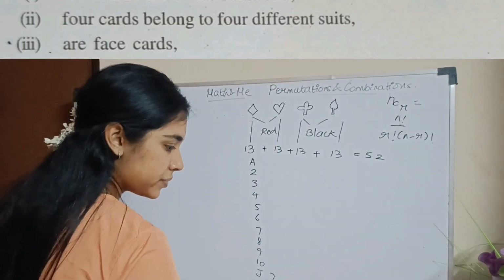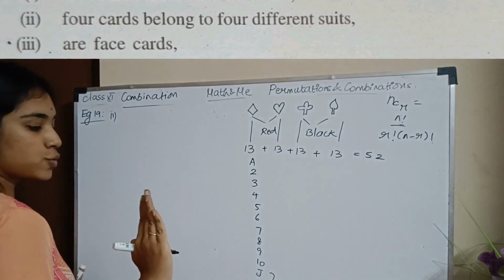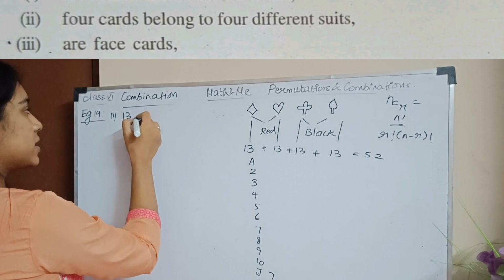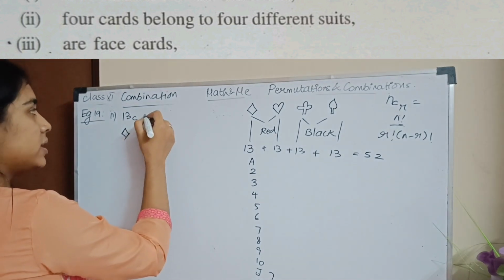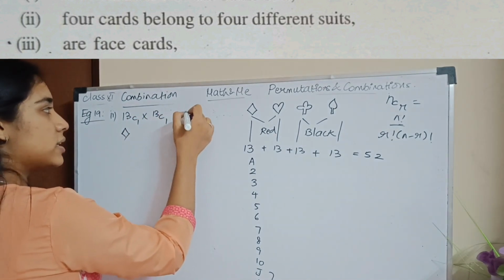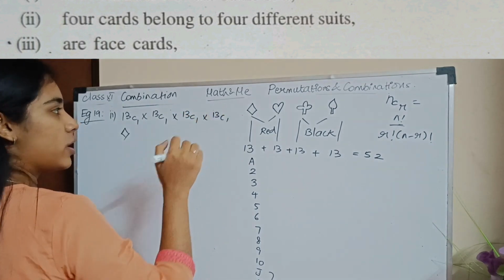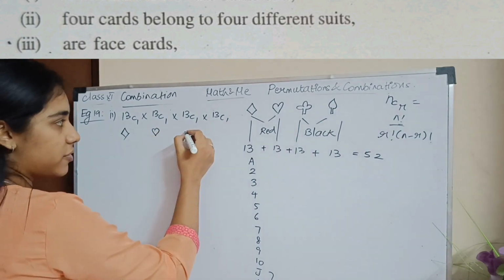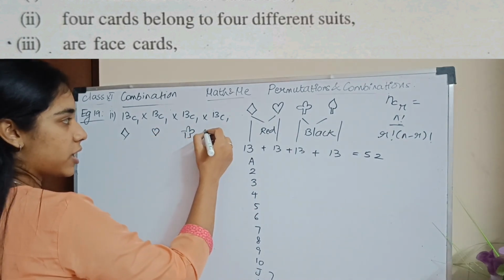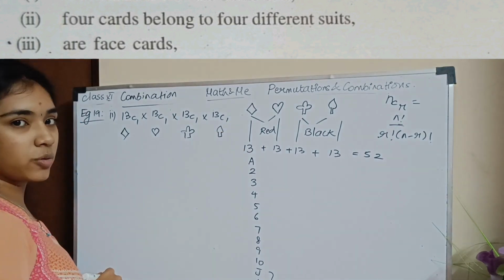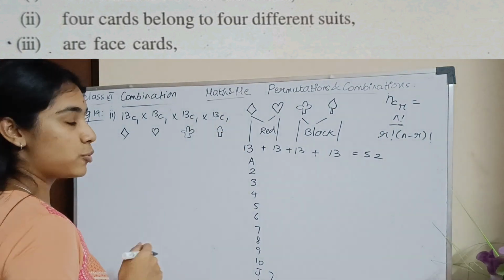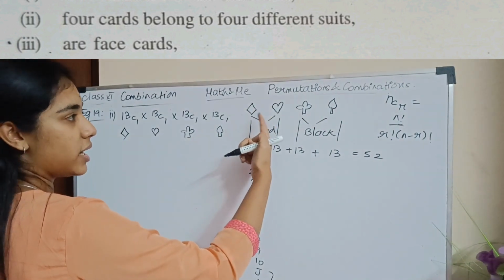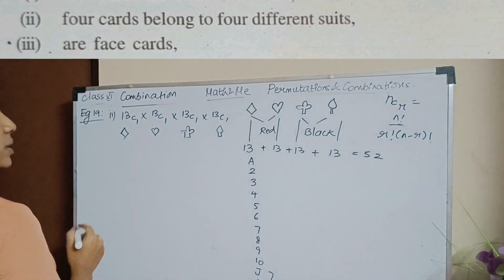Second subsection, 4 cards belong to 4 different suits. One from diamond, one from heart, one from clubs and one from spade. So it will be 13C1, this is from diamond, times 13C1, 13C1, 13C1. I want 4 cards, so it will be multiplication: 1 card from diamond and 1 card from heart and 1 card from clubs and 1 card from the spade. Okay, so I have 4 cards from 4 different suits: one heart, one diamond, one club, one spade. So this will be my answer.